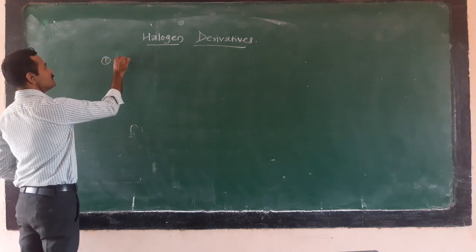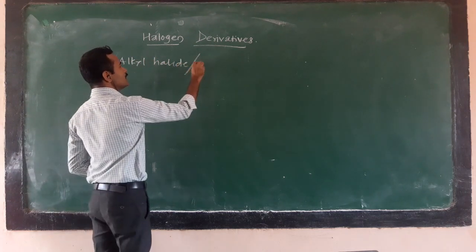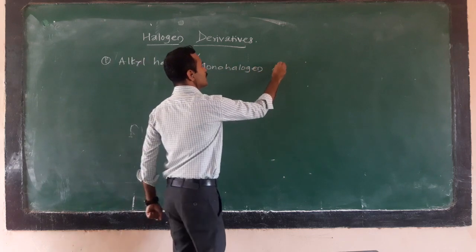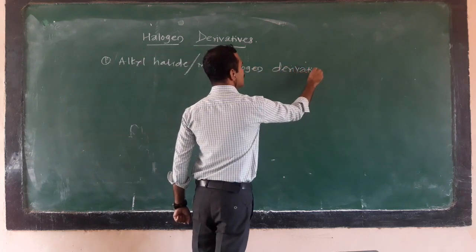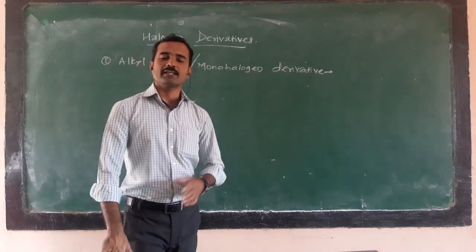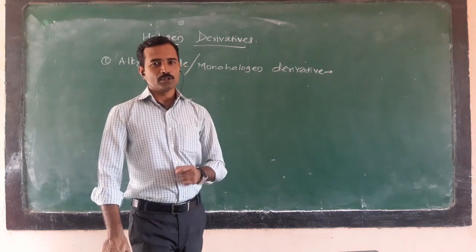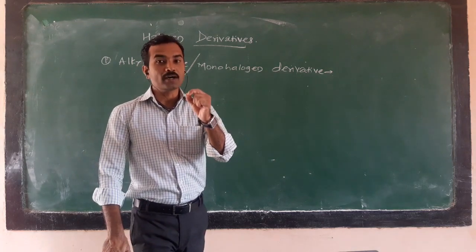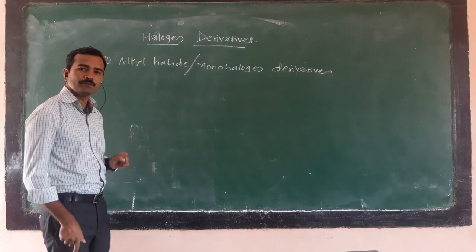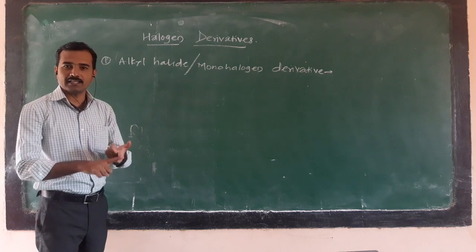First one is alkyl halide, which is also known as monohalogen derivative. So, what is the meaning of monohalogen derivative? Once again, I will repeat that. When one hydrogen atom from a hydrocarbon gets replaced by one halogen atom, that becomes a monohalogen derivative. So depending on the position of attachment of the halogen atom to the hydrocarbon, they are classified into three categories: primary alkyl halide, secondary alkyl halide, and tertiary alkyl halide.